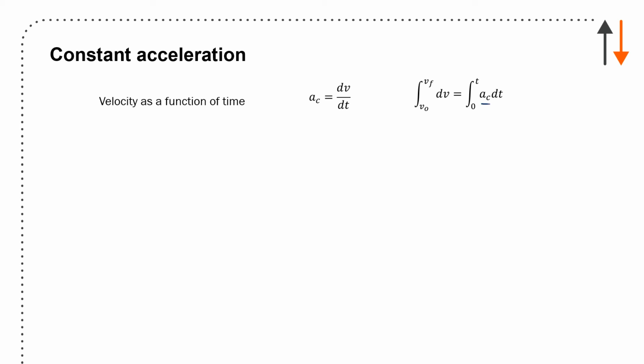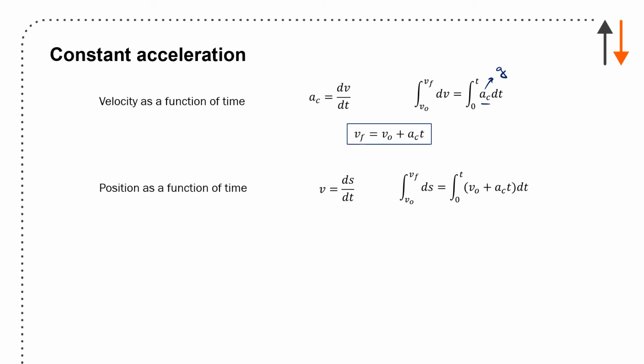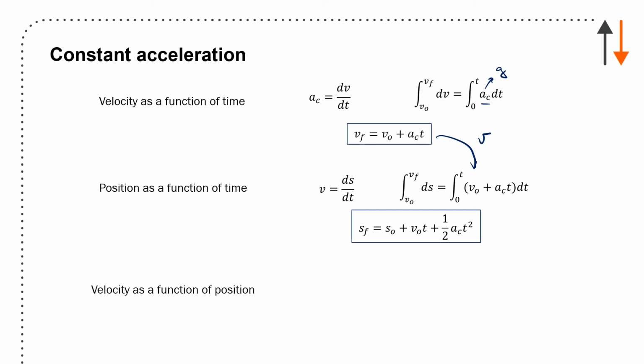But remember that this often is going to be g. And we'll see that when we look at particle projectile motion. So v final equals v naught plus a_c t. Position is a function of time, v equals ds/dt, do the integral. And all I'm doing here is substituting this expression into v. So my final position is equal to my initial position plus initial velocity times t plus 1/2 constant acceleration t squared.